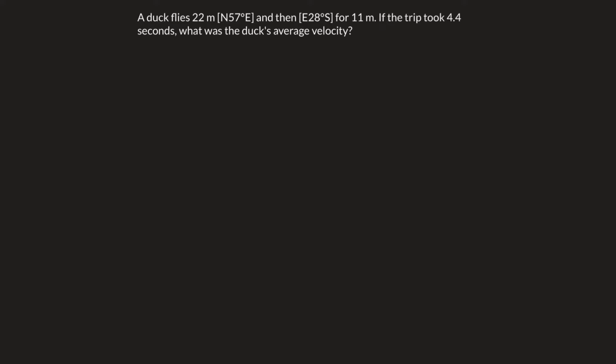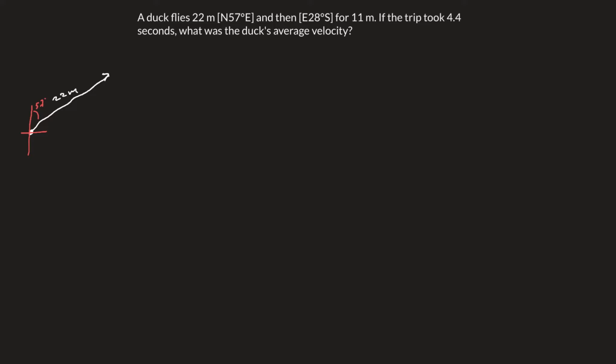So step one again is to draw out a diagram that represents what our word problem has asked us. If we're going to start off with our duck, let's say he's down here, and he's going to go 22 meters north, 57 degrees east. So that is approximately going to look something like this. So this is 22 meters. North 57 degrees east means that this angle here is our 57, whereas the angle that's probably going to be more useful to us is going to be the angle on the inside of the triangle once we're done.